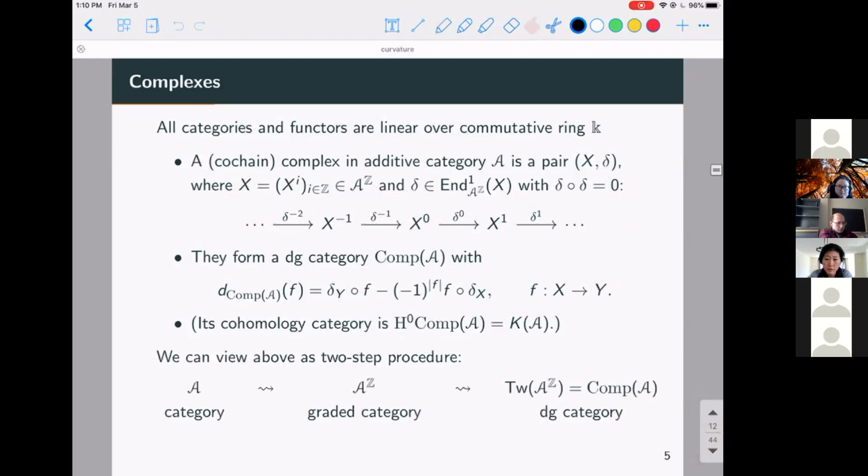But I want to break down this familiar procedure into 2 steps. What we're doing really is you start with A, and then you go to this graded category of Z-graded objects in A. And then from here, there's maybe a little bit less familiar operation called TW, which somehow adds differentials. So, I mean, you can imagine, at least in this case, what this operation should look like.